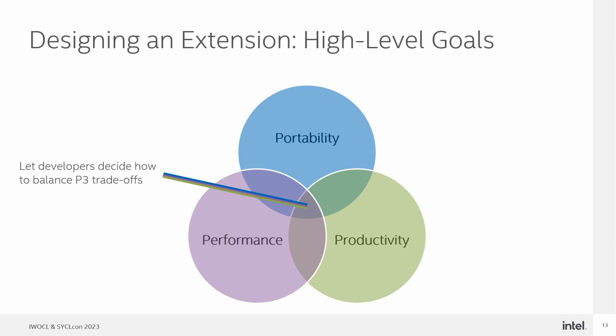Ultimately, we think the best path forward is to not force one solution on anybody. We need to accept that different applications have different requirements and that different architectures have different capabilities. The developer of a SYCL application is the only person who can decide what the right balance of the three Ps is for their specific situation. So we need to give them features that empower them to make those decisions and balance those trade-offs.